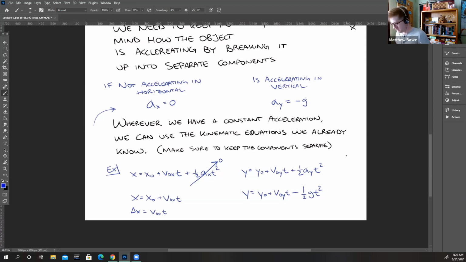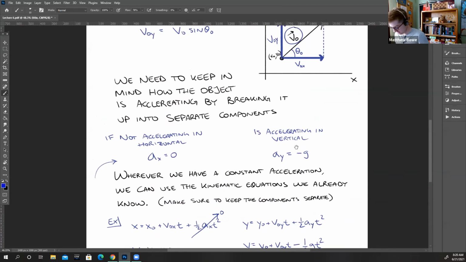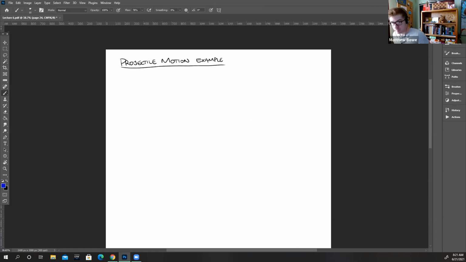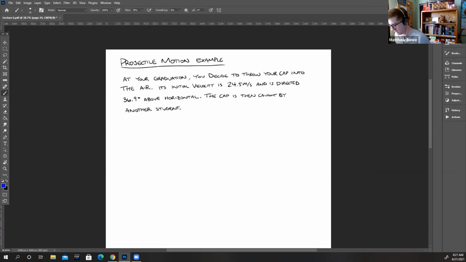Let's do a little example real quick, and then I will get you guys going on the quiz. Okay, so projectile motion example. Someone at graduation decides to toss their cap, and they measure it at 24.5 meters per second, and they launch it at an angle of about 36.9 degrees above the horizontal. And it's caught by another student, and you can assume it's about the same height. So it's just making a little arc and ending at the same height that it started with. So what is the total time that the cap is in the air, and what is the horizontal distance that the cap has traveled?